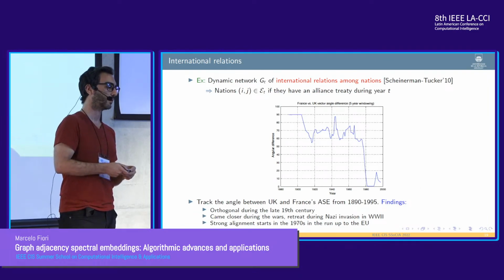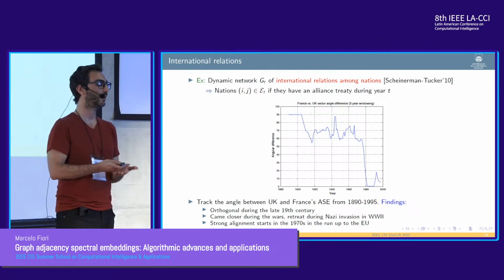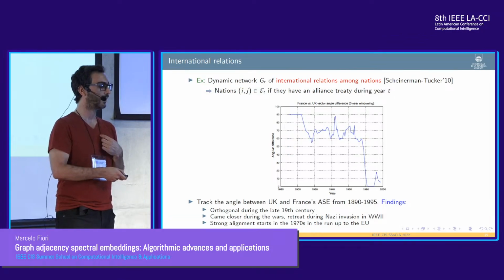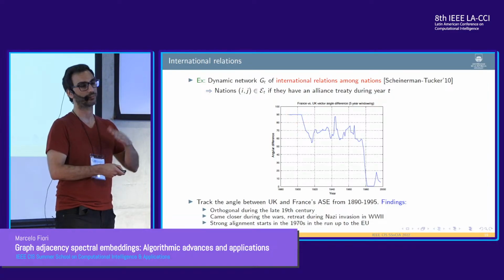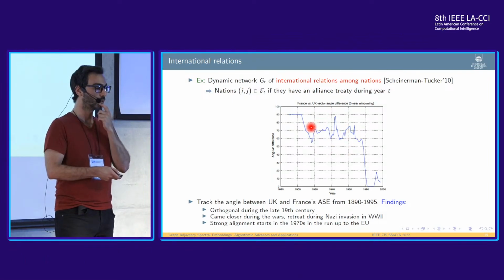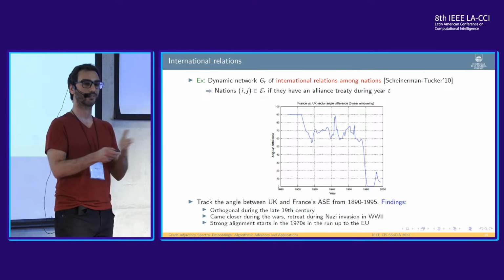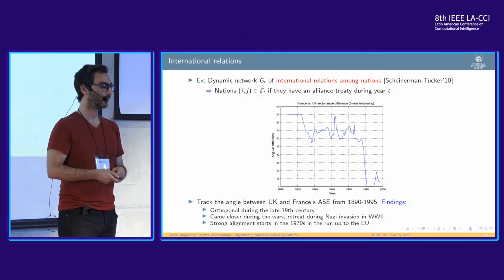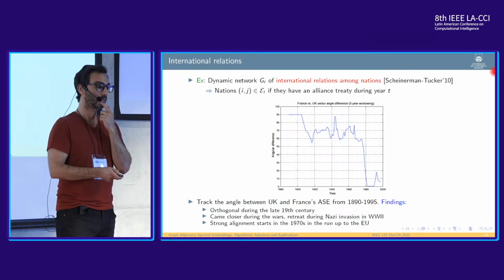This is a dynamic network of the international relations between France and the UK. As you can see, from the late 19th century, the angle is 90 degrees, so there is no relationship at all. Then with World War II, they became closer. And then it is very aligned, with angle 0, when they team up to form the European Union. This is from a paper of 2010. So I would like to see how it is now with the Brexit.